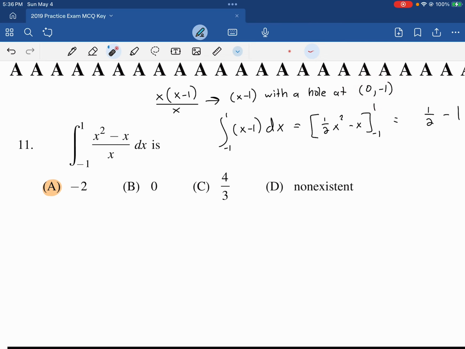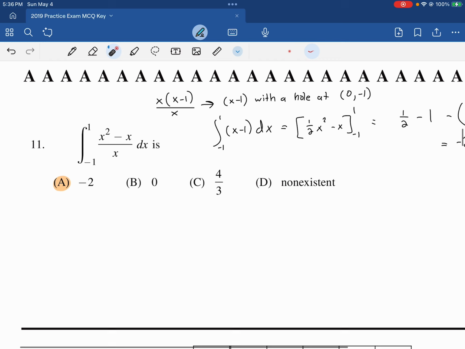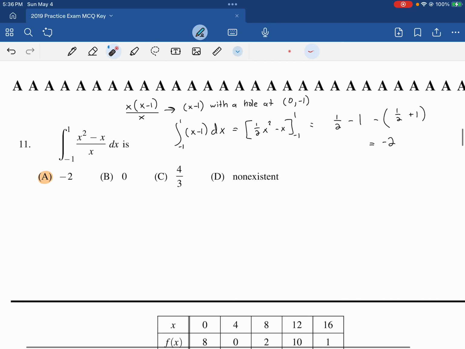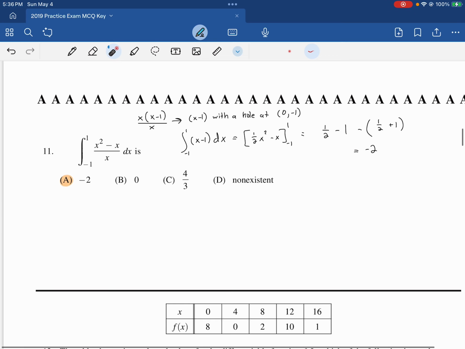You can still integrate this. If you're unconvinced that you can integrate with a hole existing, you're welcome to split this up as the integral from negative 1 to 0 and 0 to 1 and combine those together. But here's the work for me just integrating it the same way they wrote it, but I simplified to this x minus 1. You end up with negative 2. I think this one could be a layup. It could be a 3-point shot. I think it's subjective, but I left it as a 3-point shot.